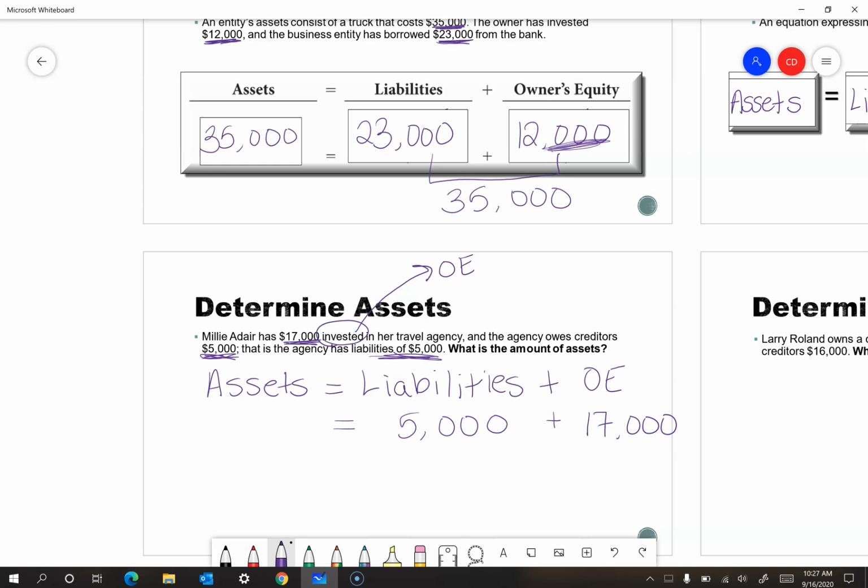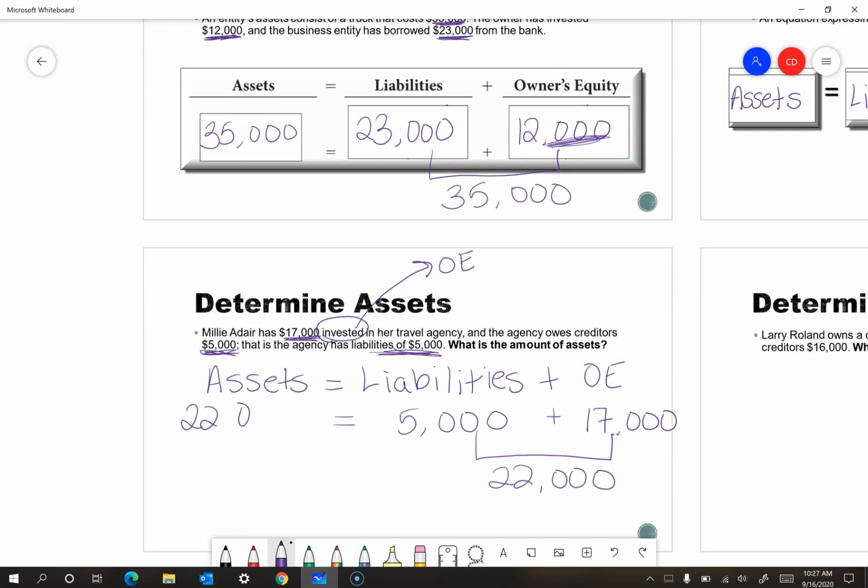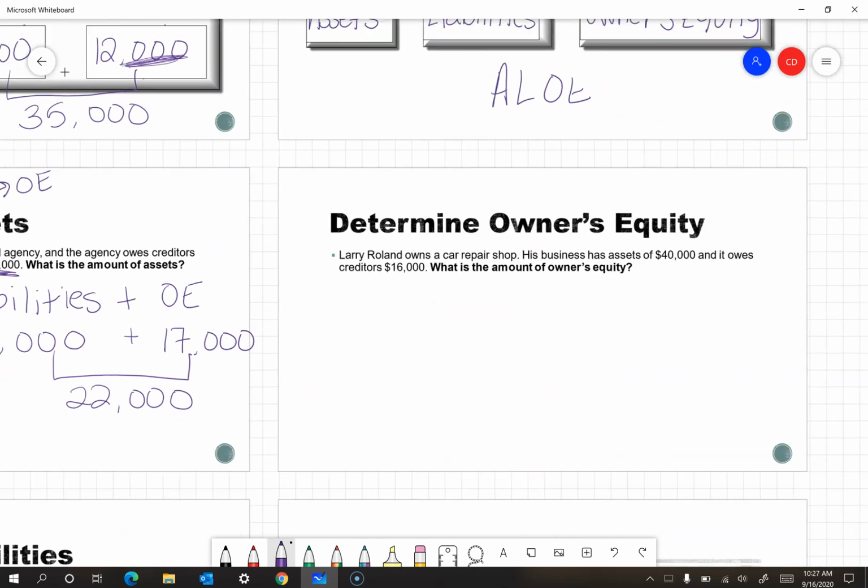Okay. Well, we know assets need to equal liabilities plus owner's equity. $17,000 plus $5,000 is equal to $22,000. So that means she has $22,000 in assets. So if she were to close her business today, she could walk away with $17,000. That's her claim to the business. All right, now let's take a look at another one. Let's determine the owner's equity.